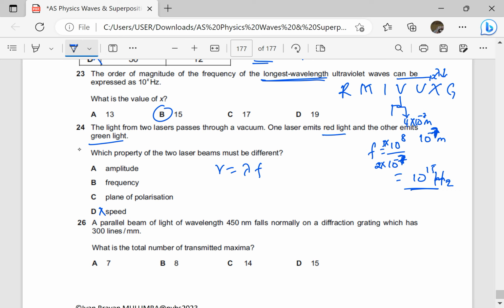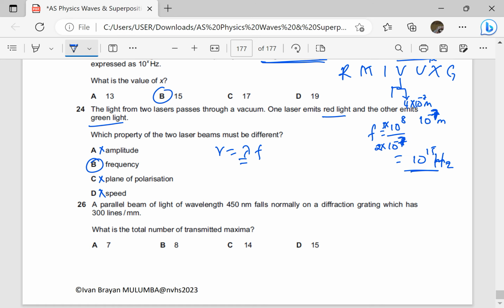Plane of polarization will be the same. The amplitude could be the same. They will only vary in frequency because they are varying in wavelength. So the answer is going to be B.